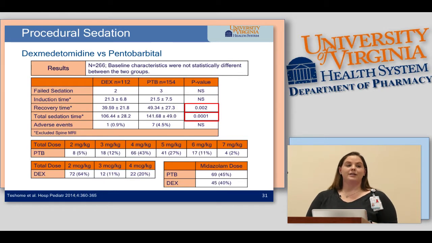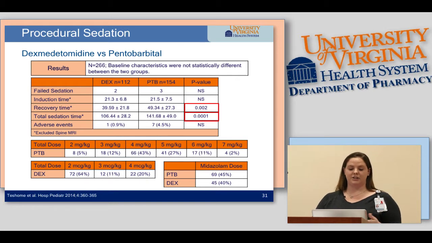There were 266 patients included in this study with baseline characteristics that were not statistically different between the two groups. When looking at failed sedation and induction time, there was not a statistically significant difference between the two patient populations. However, with recovery time and total sedation time, there was a statistically significant difference. As you can see, the dexmedetomidine group had a total sedation time of 106 minutes compared with 141 with the pentobarbital group. So they had a shorter total sedation time with the dexmedetomidine.